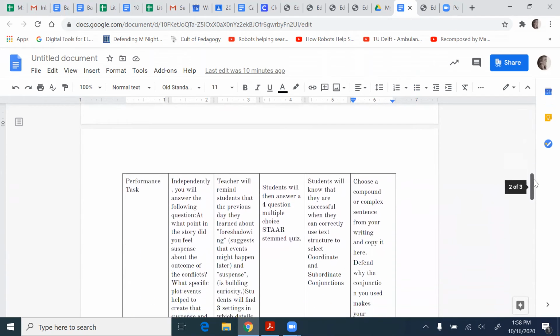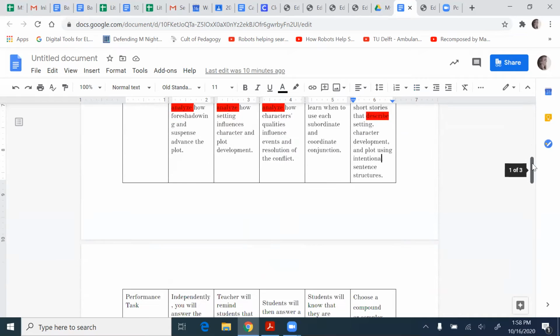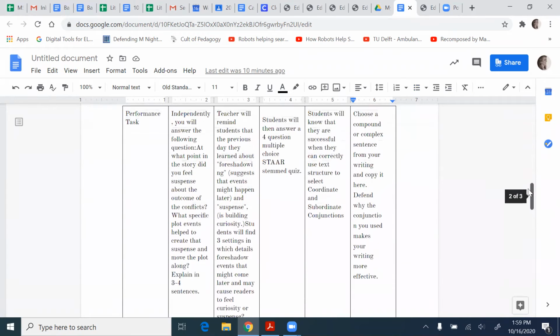Here's my concern. When we go to the bottom, look what you said you were going to do Monday. We will analyze how foreshadowing and suspense advance the plot. Now look at your success criteria. I know I'm successful when I can define and identify foreshadowing in a story. Two completely different things. They need to analyze a piece of the story for foreshadowing. And foreshadowing is a big one. You can't just throw it in anywhere. It has to be intentional to the plot. Like you have to do that when you have a text that really reflects foreshadowing. Okay? So how are you doing that?